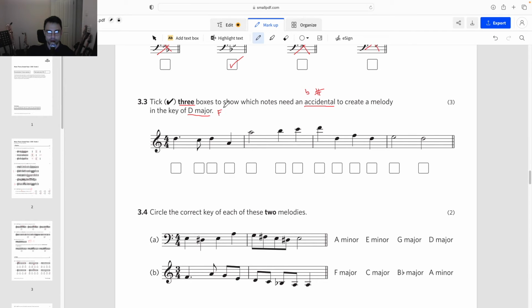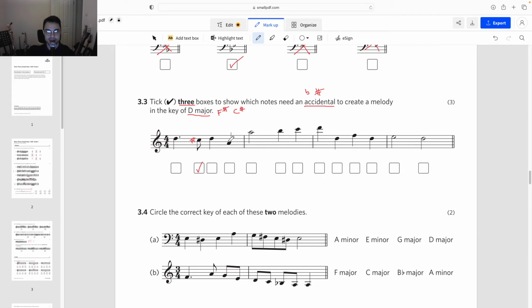It's F sharp and C sharp. So we're going to be looking for Fs and Cs that need to be sharpened to bring this melody into the key of D major. All right, so D, no, we don't need to change that. C, there we go. We found one. So that needs to become a sharp. Now that's in the key of D major.